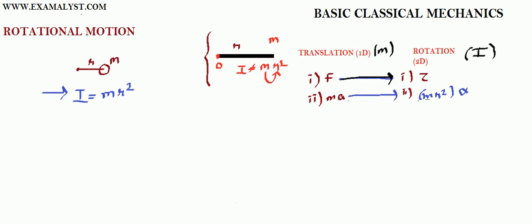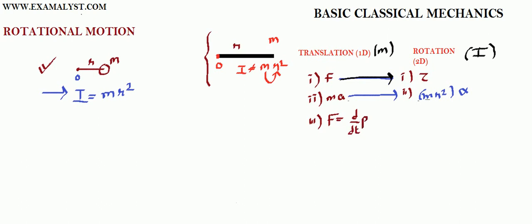But now we have something else to discuss. I equals m r square is the moment of inertia for this system. What is the system? A single mass m attached at a distance r from the axis of rotation. O is the axis of rotation. What I want to discuss here is that in translational 1D motion we have this formula where force can be written as the rate of change of momentum.